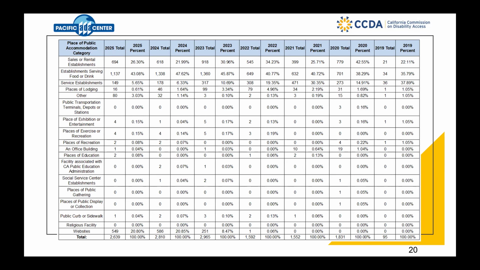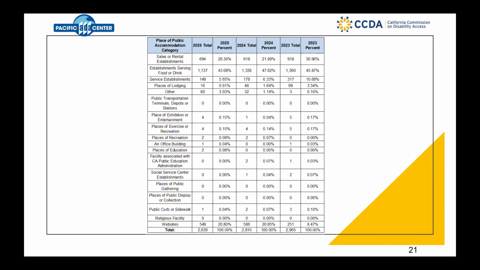We also track places of lodging, public transportation areas. We also track social service establishments, places of public gathering, and websites. We'll talk a little bit about that. We just started tracking websites in the last two cycles, and so that's why you would see a lot of zeros in some of the previous charts.